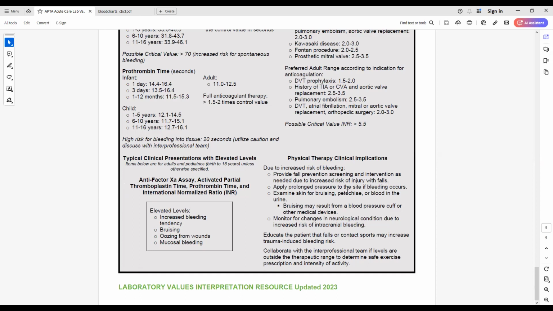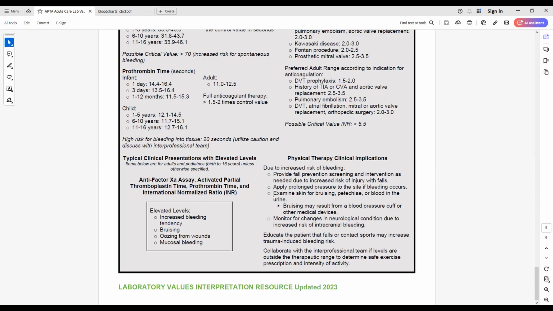Apply prolonged pressure to the site if bleeding occurs. Examine skin for bruising, petechiae, blood in the urine, hematuria, or bleeding of the skin. Bruising may result from a blood pressure cuff or other medical devices. These patients have easy susceptibility to bruising.